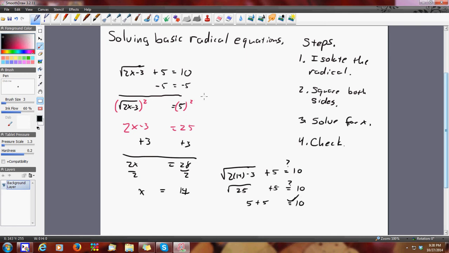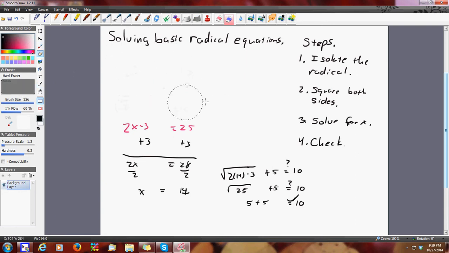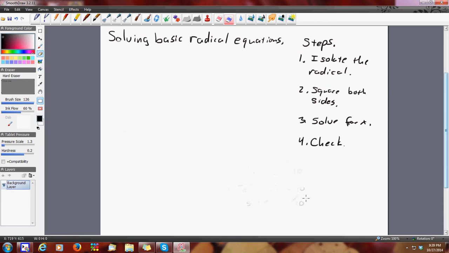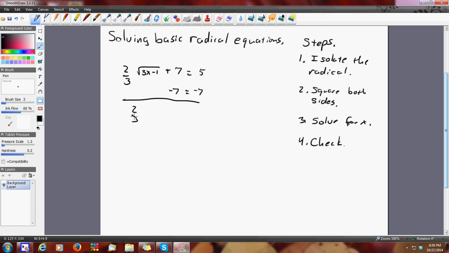I'm going to show you one more example. So I'm going to erase this. We're going to follow the same steps, and let's take a look. Something different might happen this time. Let's see. If I had 2/3 radical 3x minus 1 plus 7 equals, I don't know, how about 5? Well, I'm going to subtract my 7 first, and I'm just kind of making this question up off the top of my head, so hopefully something nice will happen.